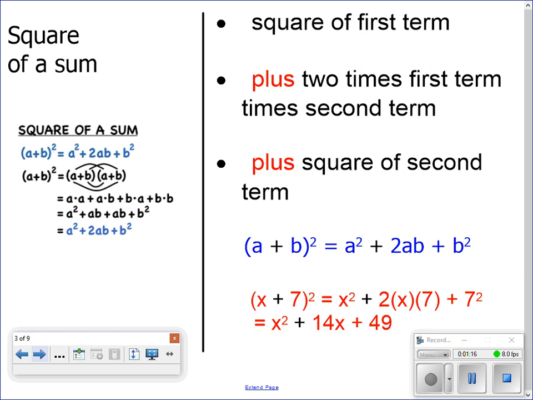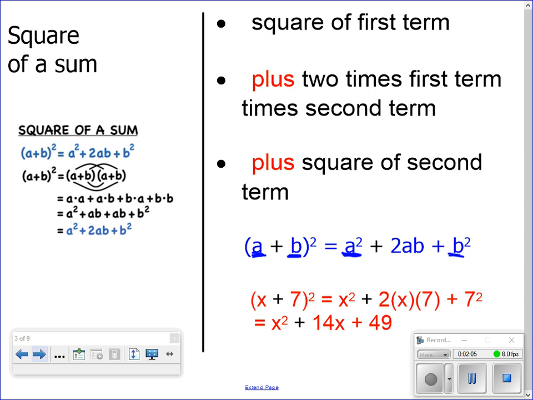So when we look at a plus b squared, what this allows us to do is look at the first term and square it, and that's going to be the first term of your trinomial. So a squared. To get the middle term, combine these, so ab, and then multiply that by 2, so plus 2ab. And then we look at the last term, b squared, and we square it. So you can take the square of the first term, multiply the first and the second term by 2 to get your middle term, and then square the second term to get the third term in your trinomial.